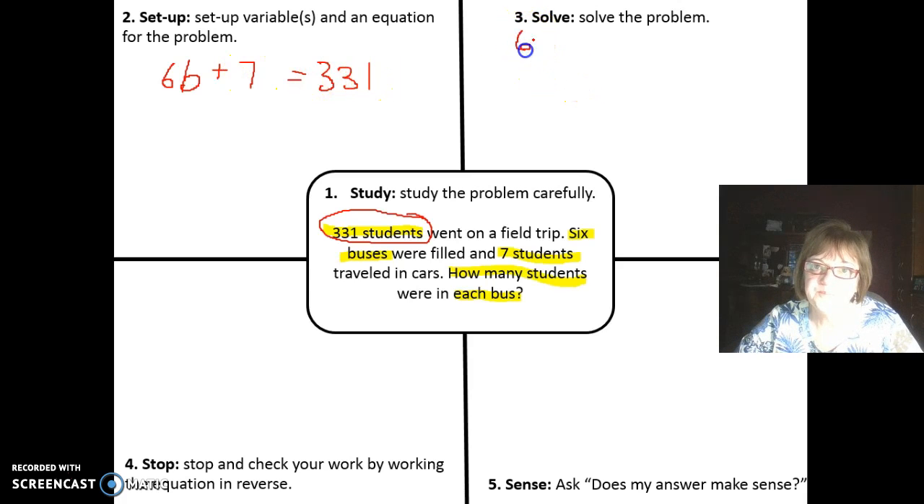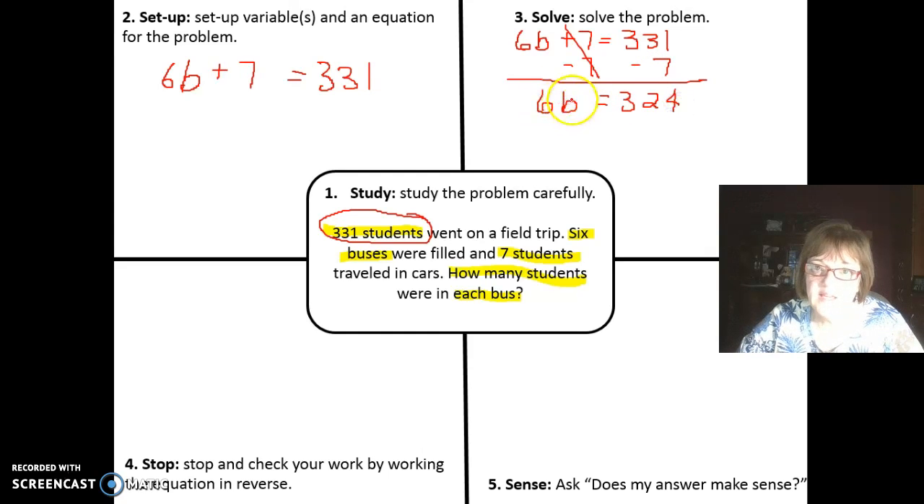So once again, I'm just going to copy this over here. 331. And I'm going to solve this same way I did the last one. These cancel each other out. 331 minus 7 is 324. And to get rid of the 6 in front of the B, I divide by 6. Divide by 6. And that gives me B equals 54. Not 24, 54. There we go. So what I'm proposing here is that there were 54 students on a bus.